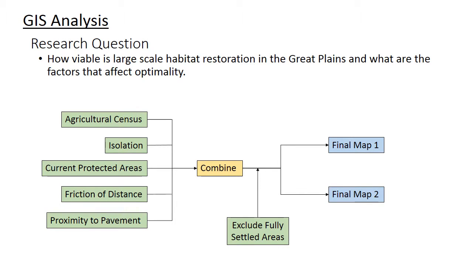Once again, the research question for this project is, how viable is large-scale habitat restoration in the Great Plains, and what are the factors that affect optimality? Now to accomplish this, I will take a similar approach to the Leaked article. So first, I'll choose various variables that indicate optimality, which are in this diagram here in the green, and I do this to avoid making the same mistakes as the Poppers. The use of multiple variables creates a more well-rounded picture. Then, I will use GIS to determine where these viable lands are located. This will be done by combining them into two final maps.